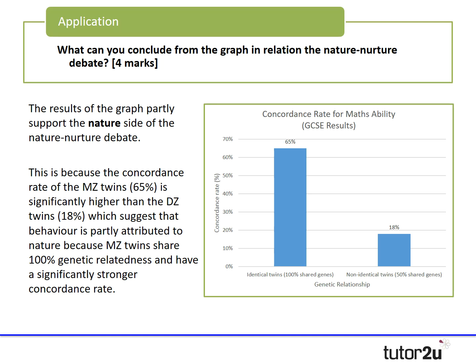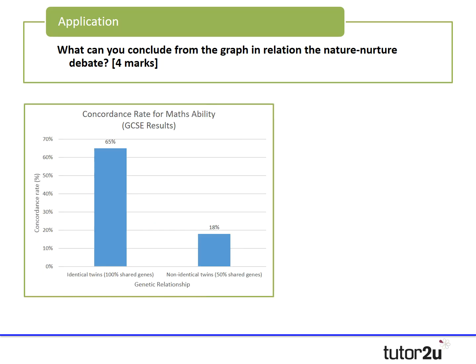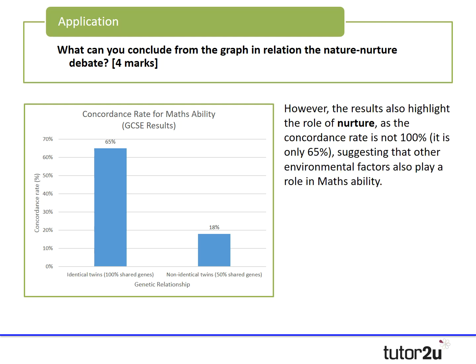So that stronger concordance rate shows that the more genes we share with someone, the more likely our maths abilities are to be the same, okay? Now, we've only answered one side of the debate, and what the question's really getting at is, well, what about nurture then? And the key here is that the results also indicate the role of nurture, because the concordance rate isn't 100%, it's only 65% in identical twins, which suggests that environmental factors have to play some role.